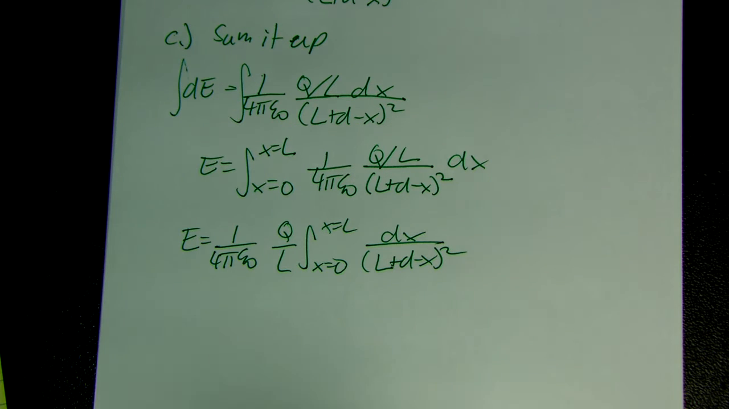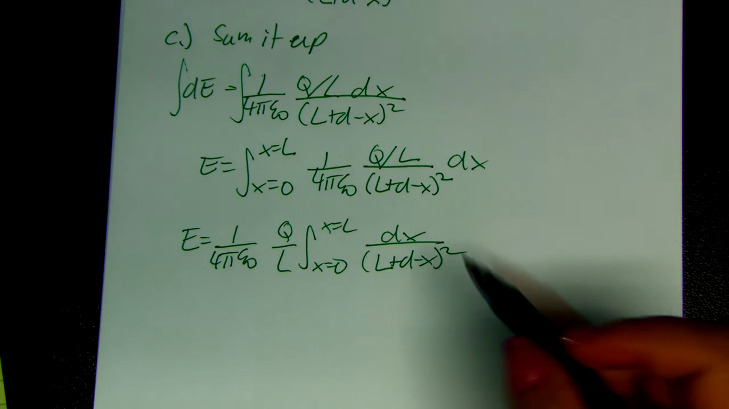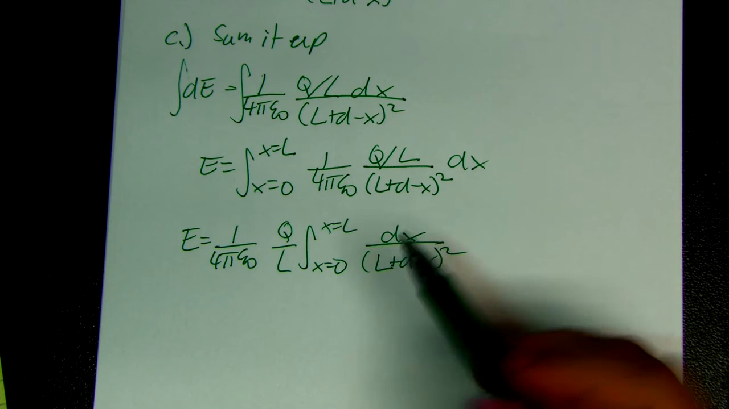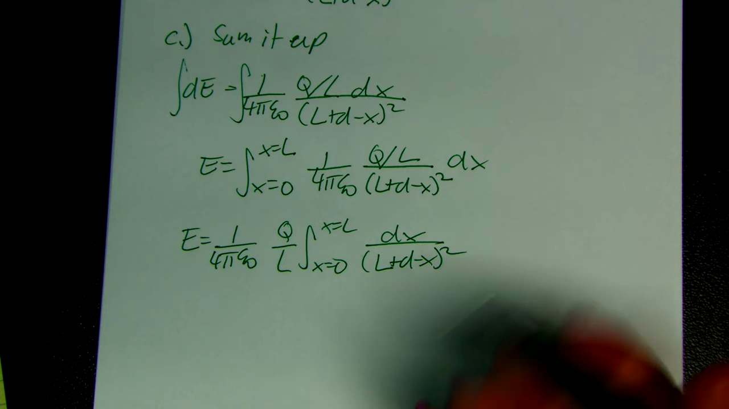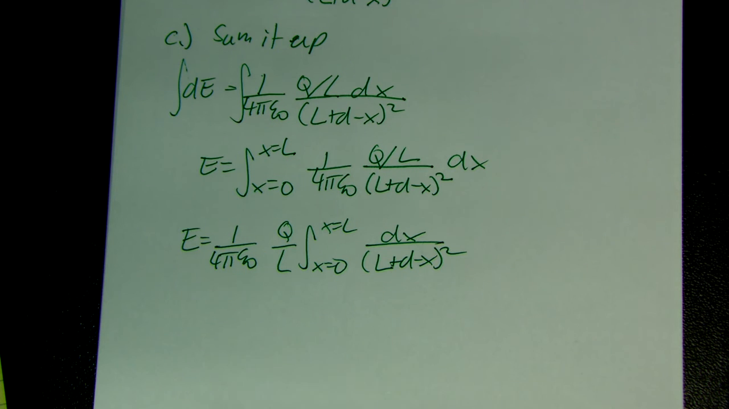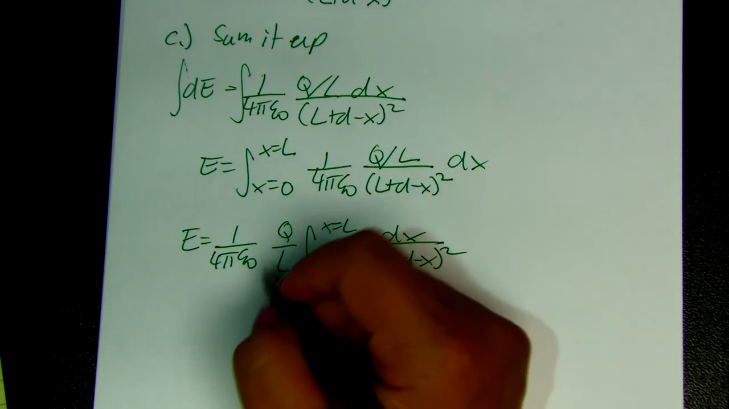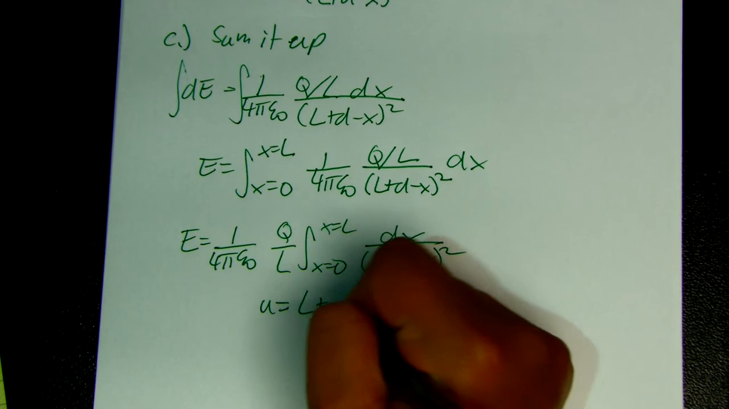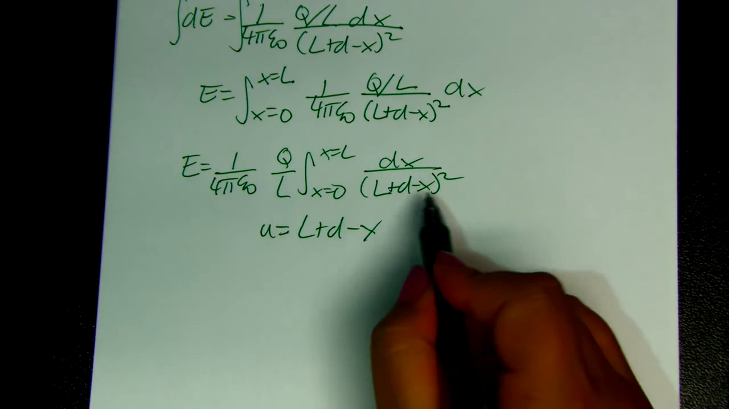A hint that you're going to need u-substitution, basically, is if you can see something. For example, in this case, I can see that if I could make this all my variable, I know how to integrate 1 over x squared, or in this case it'd be 1 over u squared. So let's say that u is equal to L plus D minus x.